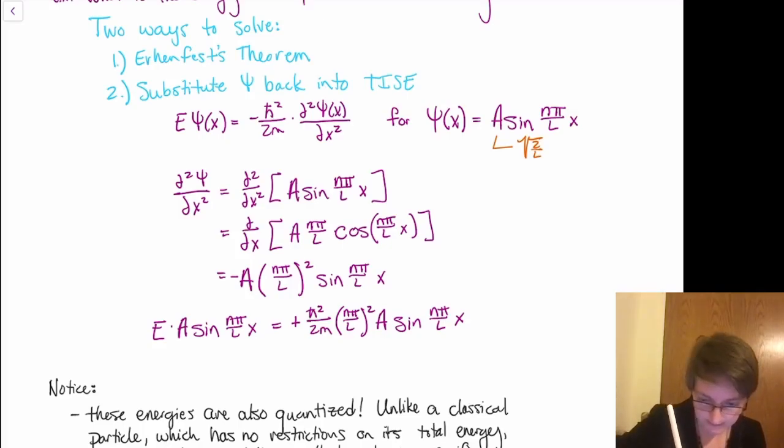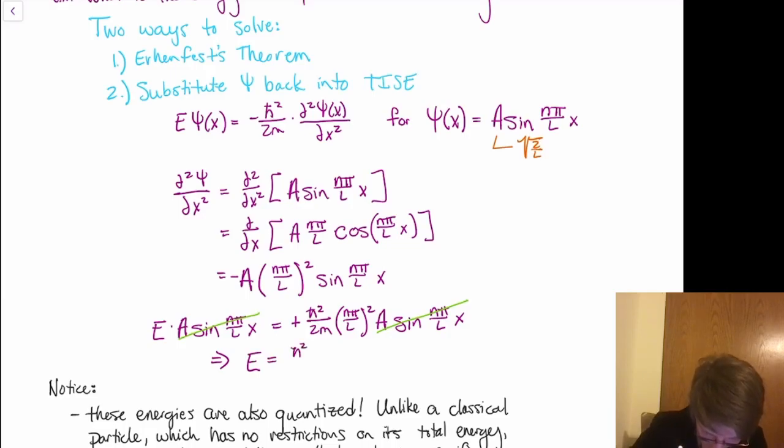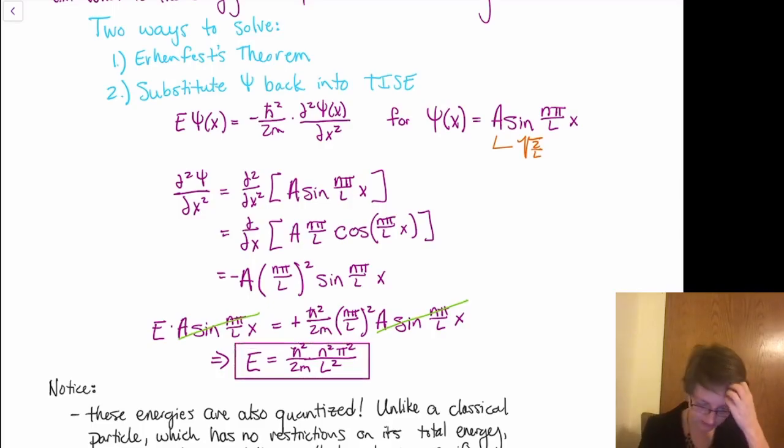Okay, so this is going to simplify quite a bit because I have a factor of A sine of x on both sides of the equation. So that'll cancel out. And what I'm going to be left with is that the energy is equal to h bar squared over 2m times n squared pi squared over L squared. And this will be so important for us that I'm going to go ahead and put this in a nice box for our energy of the wave function.